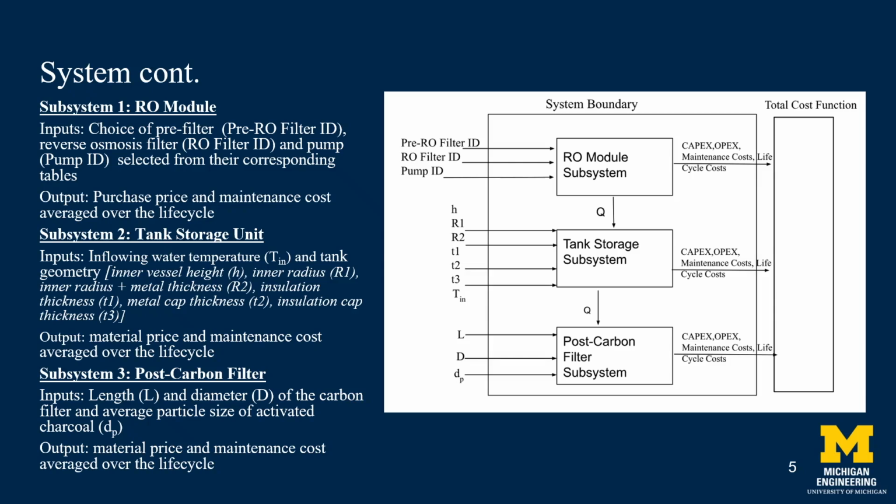The last subsystem is the post-carbon filter, in which we can choose the length, diameter, and average particle size of the activated charcoal. These choices, along with the flow rate coming from the previous subsystem, determine the outgoing water flow rate. Designs of all three subsystems affect the purchase price and maintenance costs for the system throughout its life cycle.